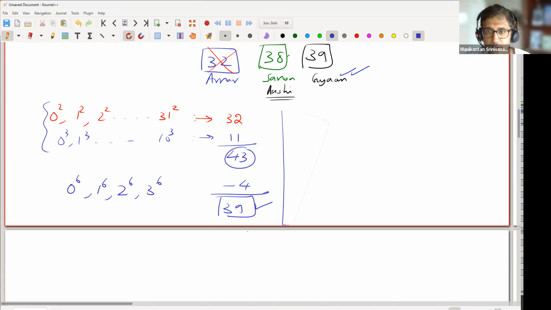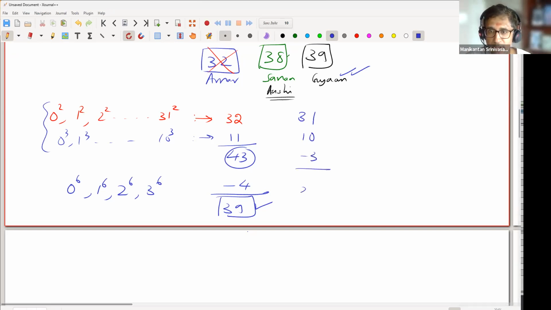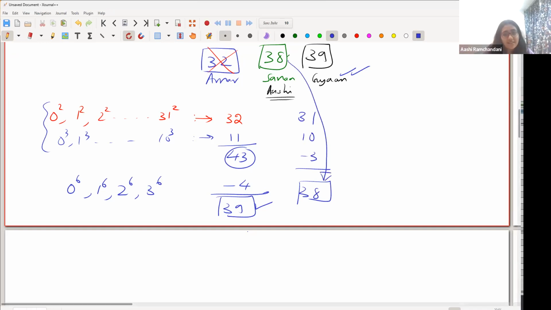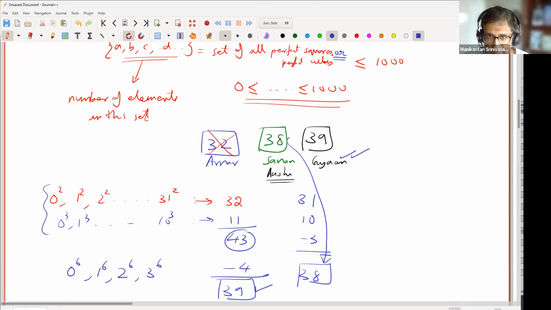Okay. So in that case, your answer would have been 31 here. And then you would have counted 10 here. And then you would have subtracted 3. And therefore 38. Is that what you guys did? Yes, sir. In fact, while saying this itself, I said 0 is both a perfect square and a perfect cube.